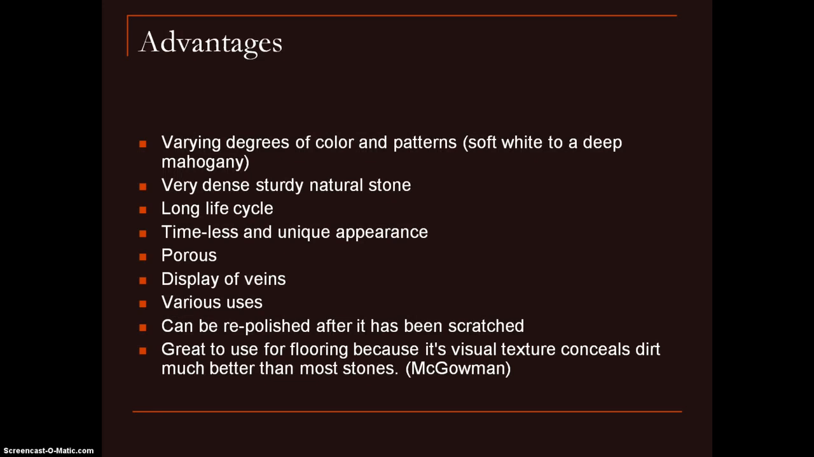Next, we're going to go over the advantages of using travertine. Some of the advantages would be the varying degrees of colors and patterns. This gives it a unique look and a timeless appearance. It's very dense and it's a sturdy natural stone, giving it a long life cycle. This display of veins can be used for various things such as flooring, backsplashes, countertops, and it can be repolished after it's been scratched. So that's really nice. It's great to use for the flooring because its visual texture conceals dirt much better than most stones.